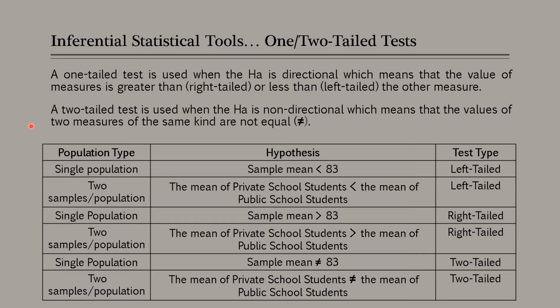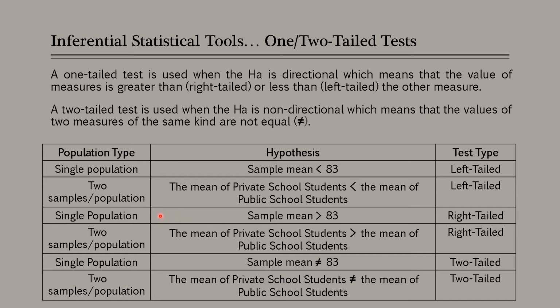To illustrate the difference between a one-tailed and a two-tailed test, consider the table below. For a population type of a single population, and where the hypothesis says that the sample mean is less than 83, the test type would be left-tailed. If it is a two-sample or two-population test, and the hypothesis states that the mean of private school students is less than the mean of public school students, then the test type is left-tailed.